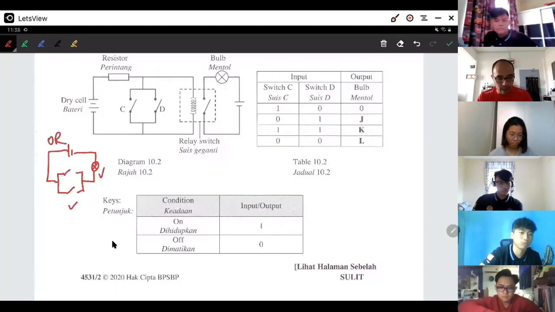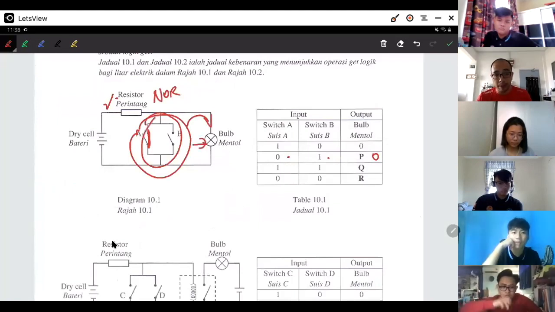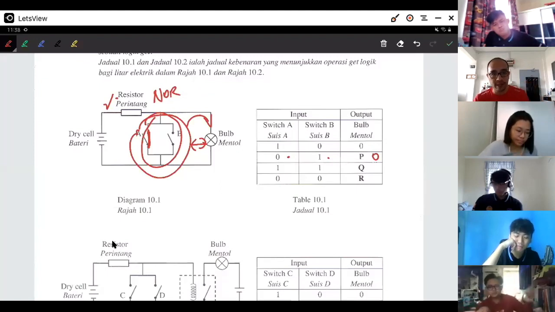But this one is the arrangement for a NOR gate, because the switches are arranged in parallel to the bulb. Wow, okay. I did not even think about this. This is so strange. Spot SPM. Yeah. So this is a NOR gate actually, that is its arrangement.